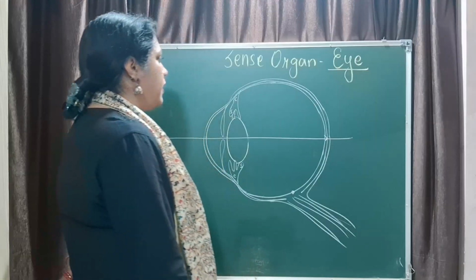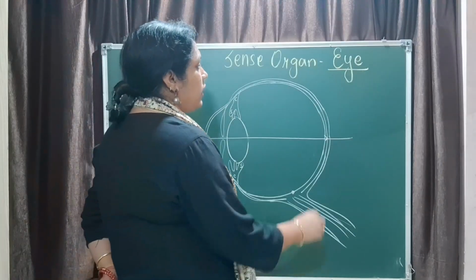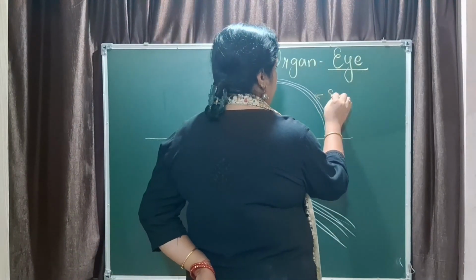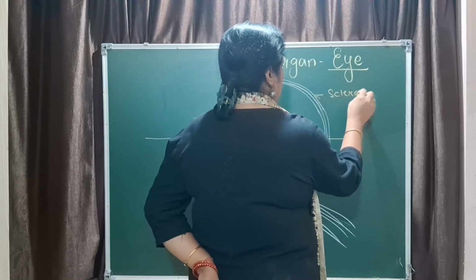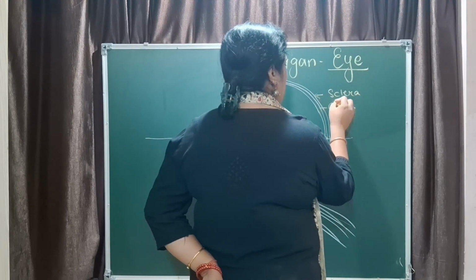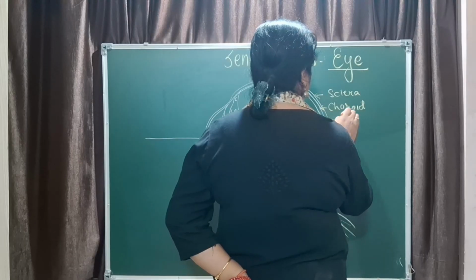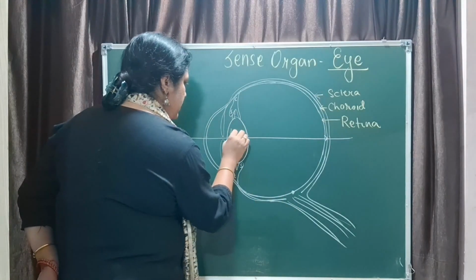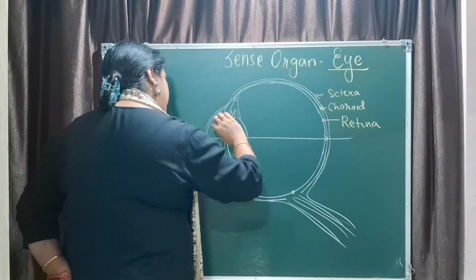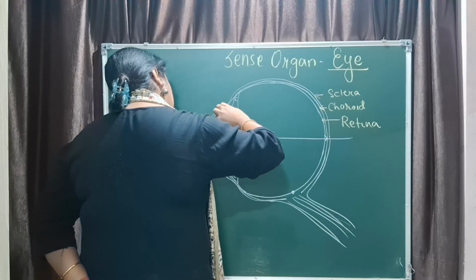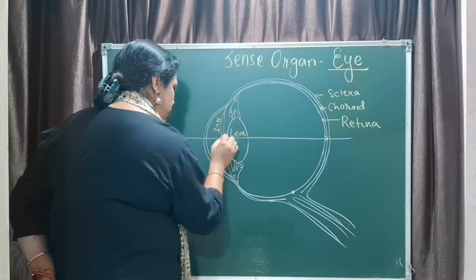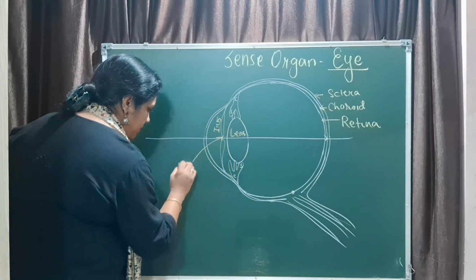Now when you talk about an eye, this is the structure of the eye. It has got 3 layers, right? Sclera, choroid and retina. It has got a lens, it has got an iris, and the opening here is called the pupil.